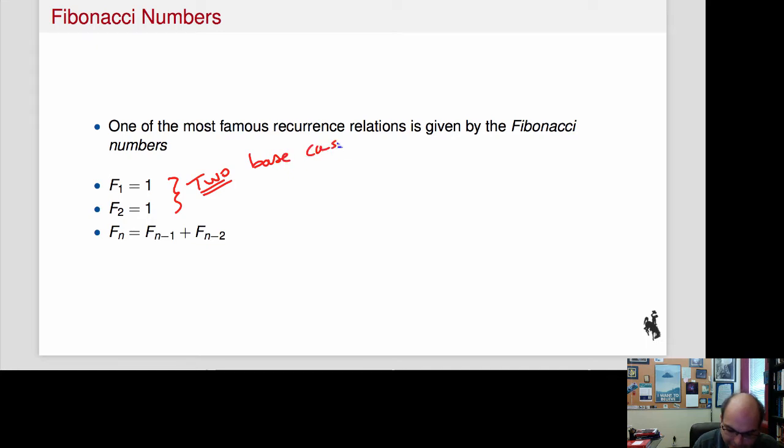Notice that when we do recursive definitions, some of the defining equations don't depend on previous values. We call those base cases, and this is why. Now here we have an induction step that depends on two previous values.